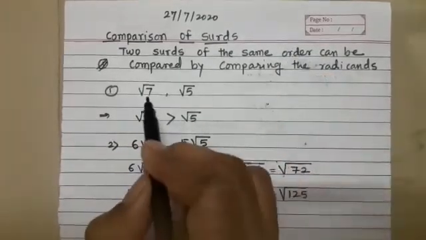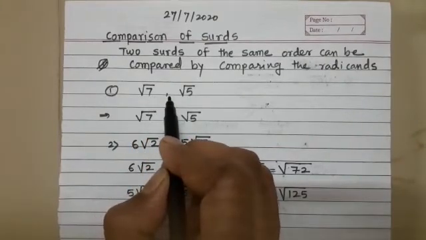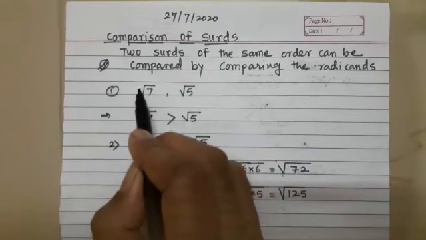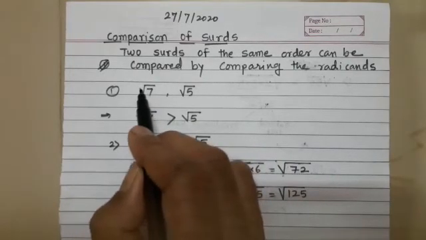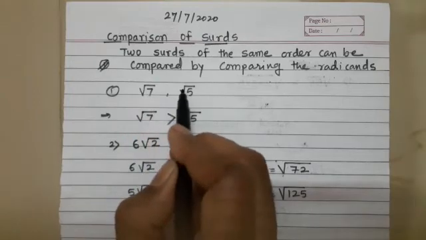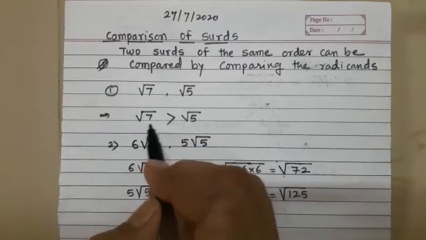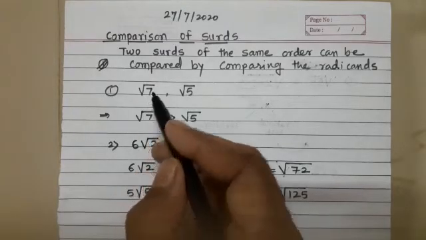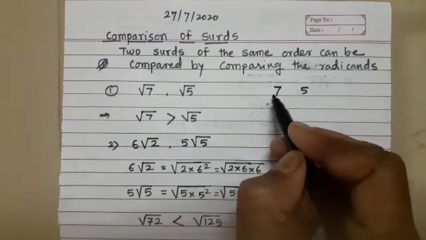Here is the first example: square root of 7, comma, square root of 5. The orders of the surds are the same. When the orders are the same, then whose radicand is greater, that surd is greater. Because between 7 and 5, 7 is greater.